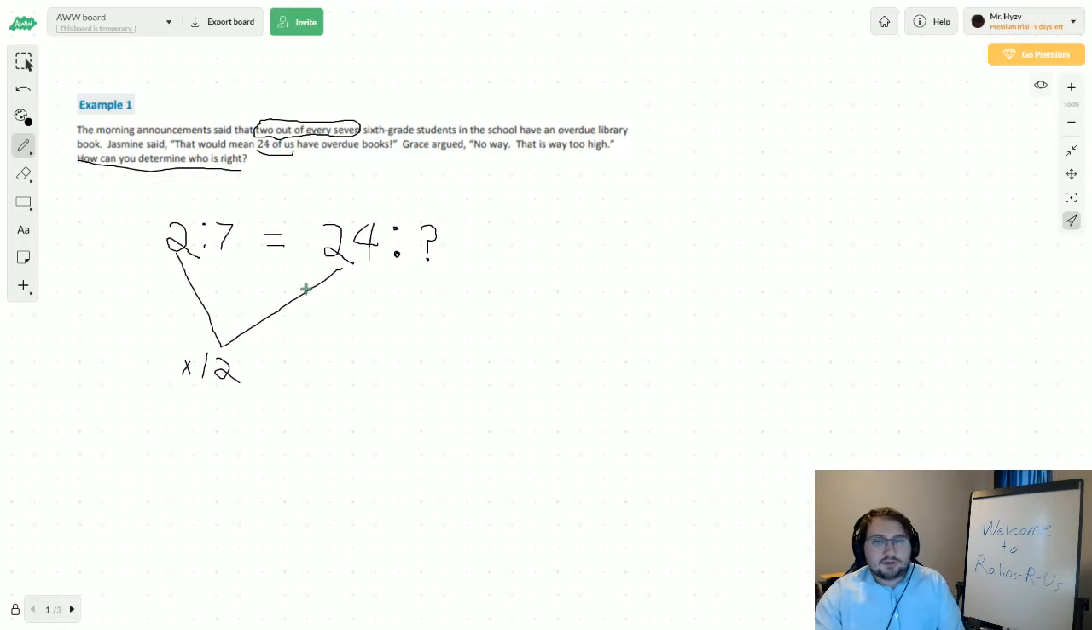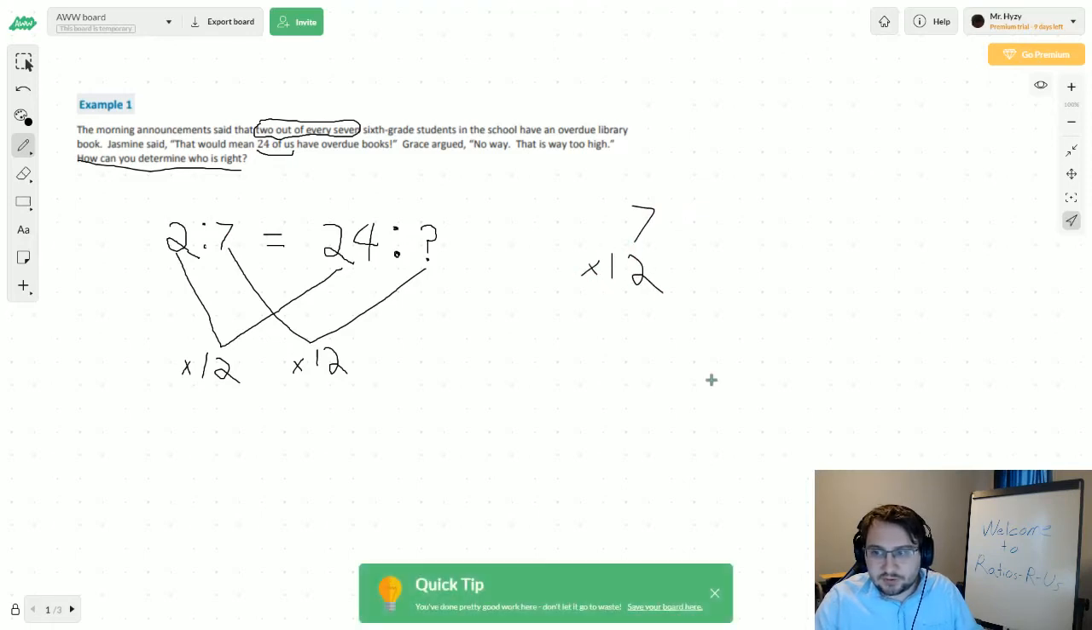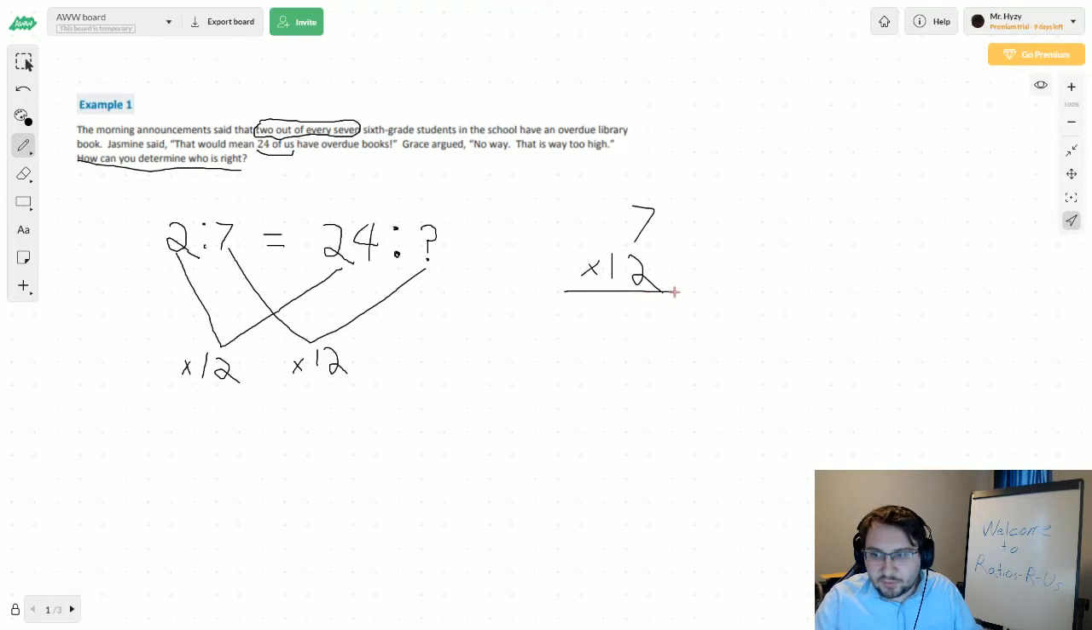So now, since we know we're multiplying our 2 by 12, we have to do the same thing with our 7. Our 7 also needs to be multiplied by 12 in order to give us our mystery number. So, 7 times 12. If we were to do 7 times 12, we would get a grand total of 84. So, how can we determine who is right?